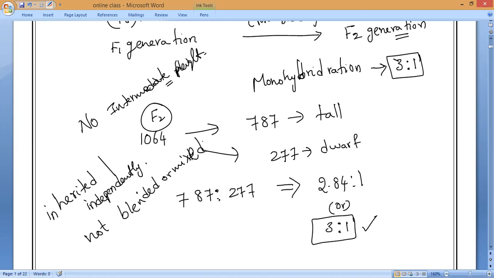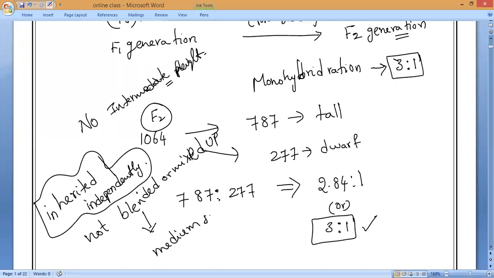If they mixed together, what kind of plants would we get? Respond. Why are we saying they are inherited independently? Because they are not mixed. If they mixed, we would get no tall plants, no dwarf plants. What plants would we get? Intermediate plants. Medium-sized pea plants would come. But he did not notice medium-sized pea plants anywhere. That means the recessive trait and the dominant trait are not blended together. That is what you have to remember.